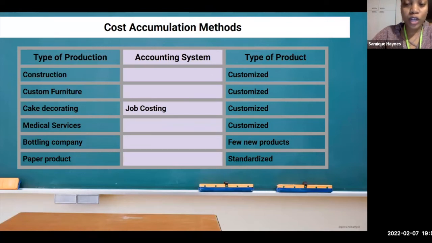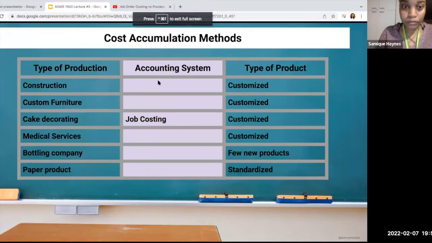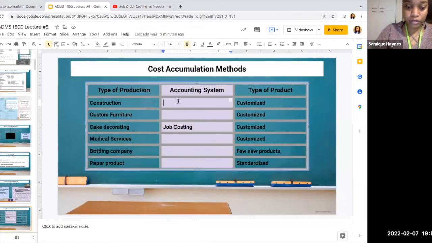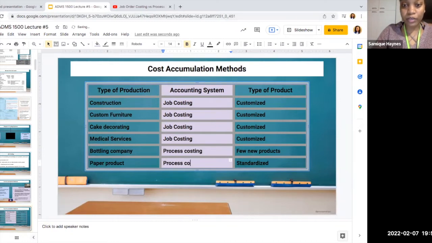Okay, and then I have here a table that I created. So if it's a construction company and the product is a customized product, which type of system do you think we'll use? Job costing, very good. Custom furniture, what do you think? Job again, good. Medical services, job costing. Bottling company, process costing, good. And a paper product, process costing, very good. So we understand when we use which one, perfect.